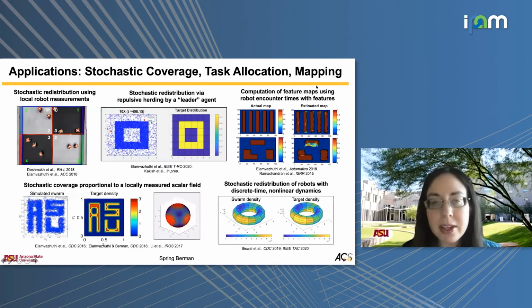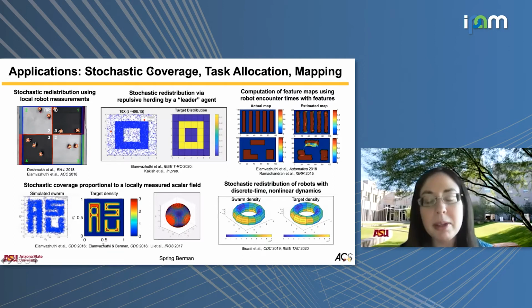Okay, just to illustrate some applications of the mean field model control approach, they include stochastic strategies for spatial coverage or even boundary coverage by robotic swarms. There's the more abstract problem of task allocation, of which coverage can be viewed as a specific case where the tasks are spatial locations. And you can even look at problems in mapping from a mean field perspective. I'll just talk about the application in the upper left in more detail.